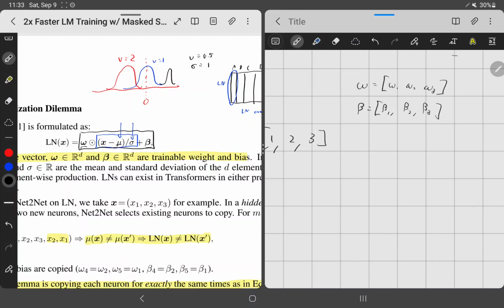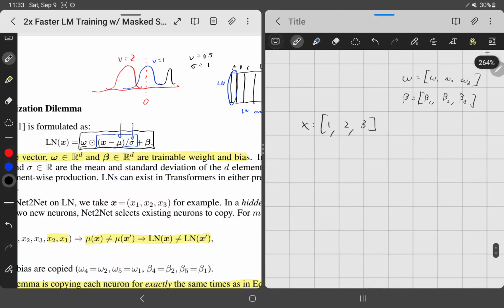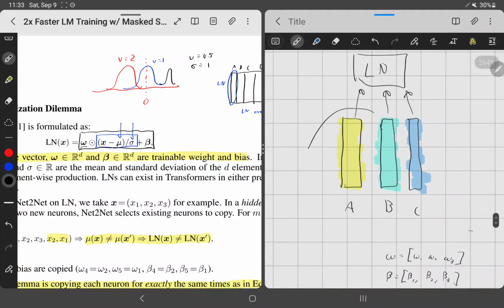Your omegas are changing your standard deviation. Your betas are changing your mean, because the betas are added, so that kind of moves the distribution, and the omegas are multiplied, so that scales it. And that's all you're doing in layer norm. And you do that for each of these. Omega and beta are shared across these layer norms.